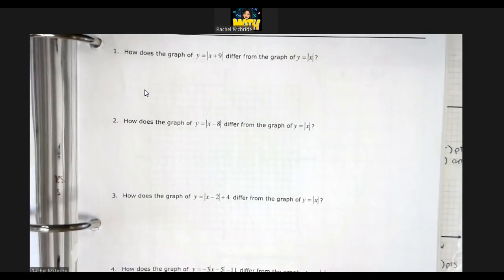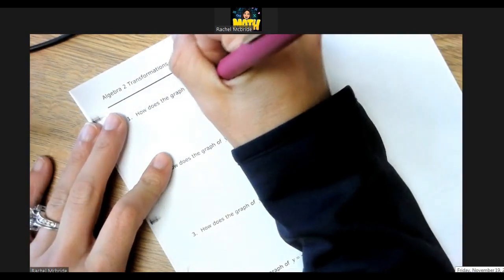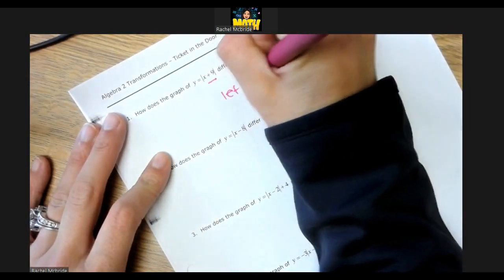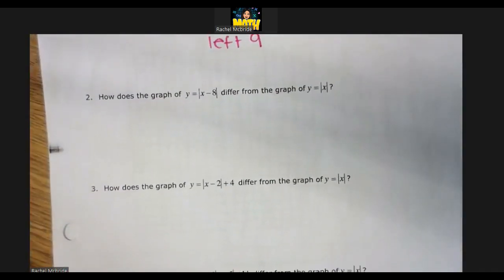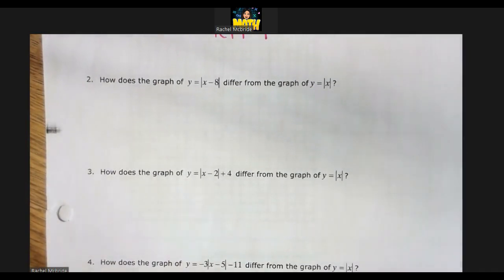In what direction? So now we are on the inside again, but inside the graph, it is now a negative instead of a positive. So if it is a negative instead of a positive inside that graph, if the positive 9 inside moves me left 9, a negative 8 inside moves my graph what direction?